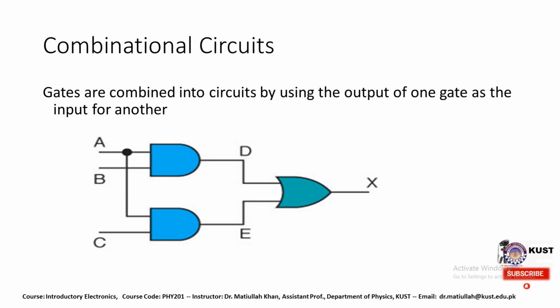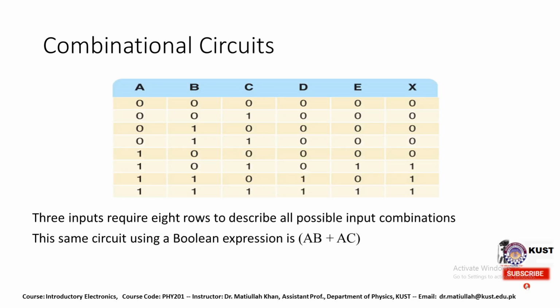If we look at the inputs, initially we have three inputs, A, B, C, and they are provided through gates, and later on we have two more inputs, D and E, and the final output is X. In this way we have a combinational circuit, which is the combination of multiple gates. If you look, we have several gates utilized here, and the output is manipulated accordingly.